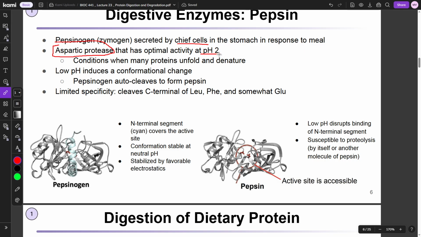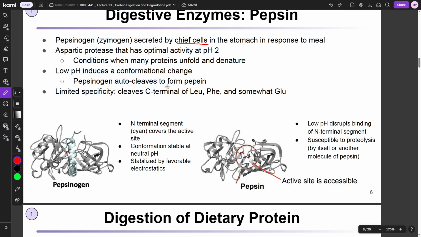This is usually a pH where most proteins actually tend to denature, but because of how pepsinogen is structured, the quote-unquote denaturation actually leads to a conformational change that activates it. So the low pH causes a conformational change that leads to some autocleavage to form pepsin.